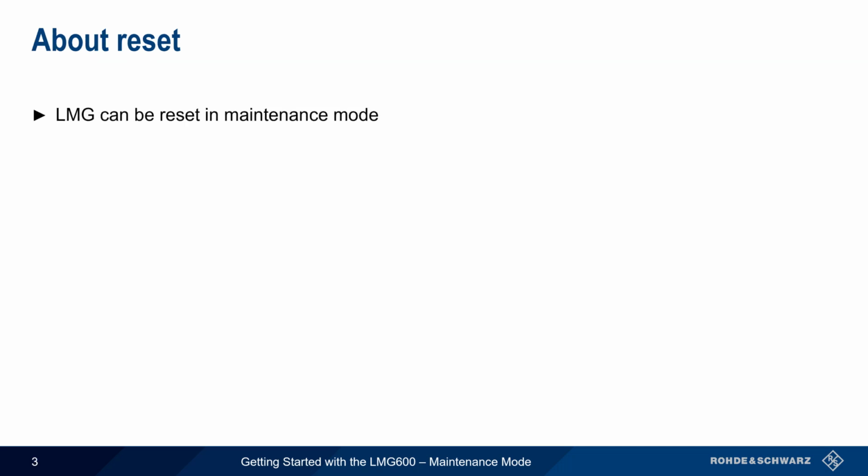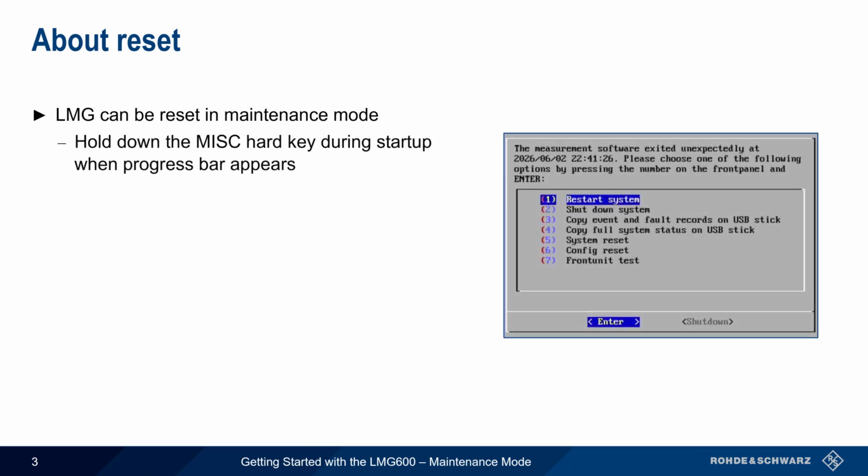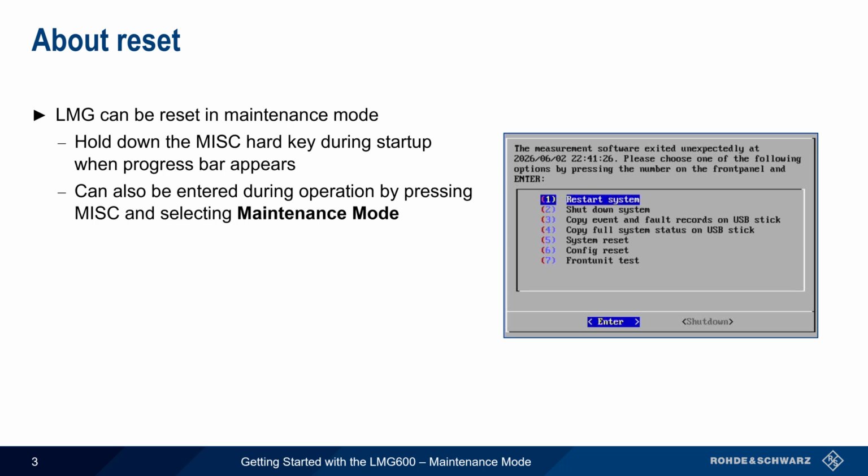The most common maintenance mode function is resetting the LMG. The maintenance mode menu is accessed by holding down the MIS card key during startup as soon as the progress bar appears. Maintenance mode can also be entered during operation by pressing the MIS card key and selecting Maintenance Mode. But note that this option is only available when using the local GUI and will not appear when operating the LMG remotely.